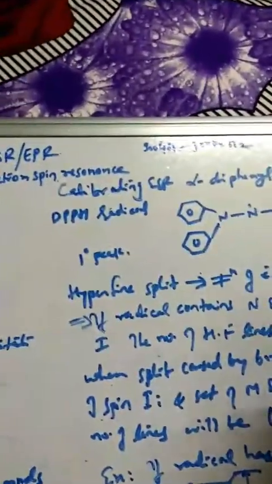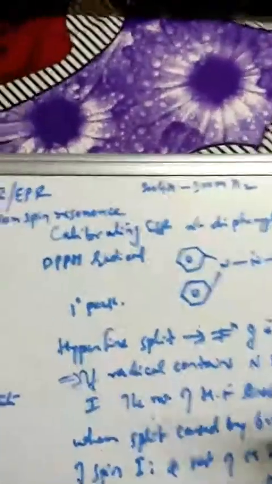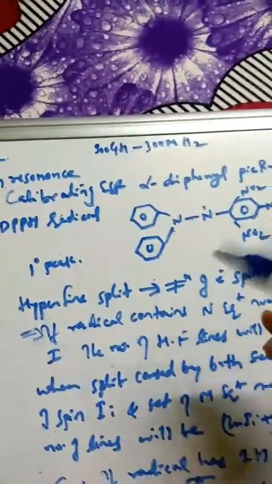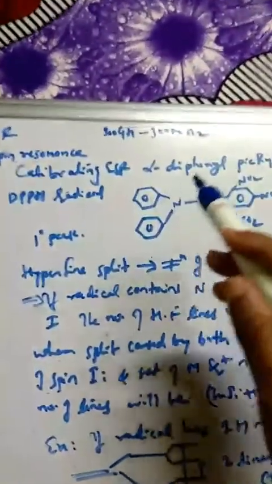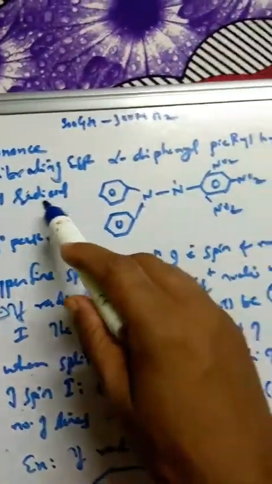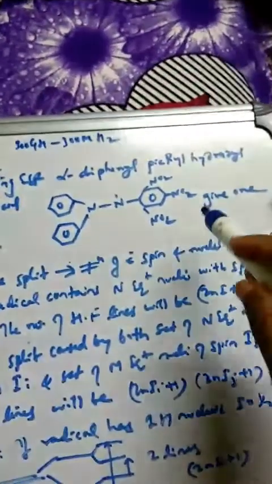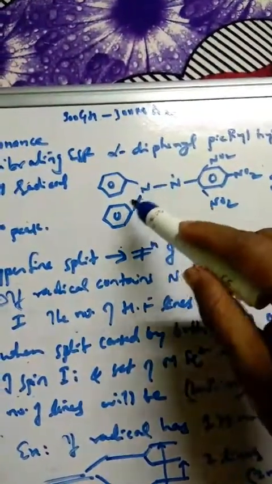So there is always a standard compound used for all spectroscopy. In NMR also we use a standard compound. Here, to calibrate the ESR, we keep a standard compound, the DPPH radical. What is this DPPH? Alpha, alpha-diphenyl-beta-picryl hydrazine. This is the structure here, diphenyl picryl hydrazine.